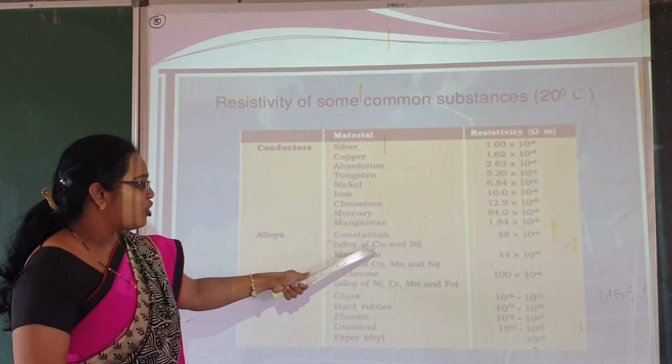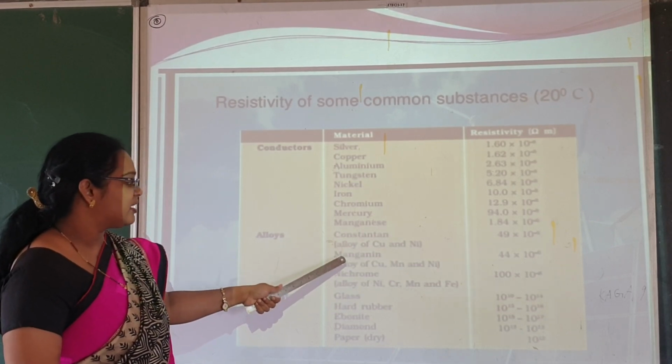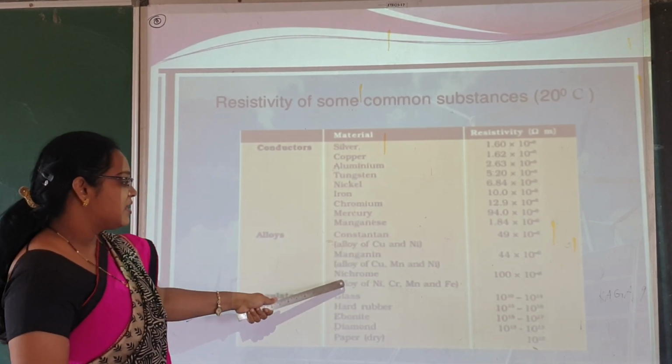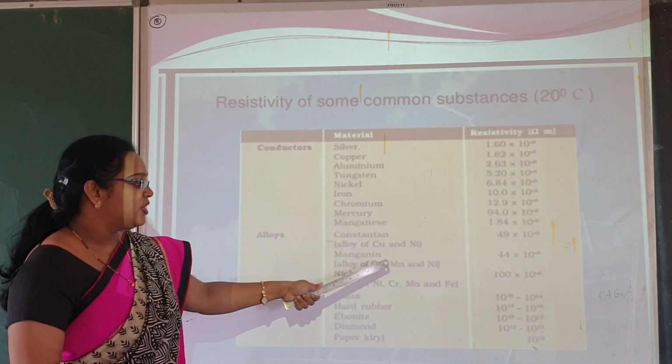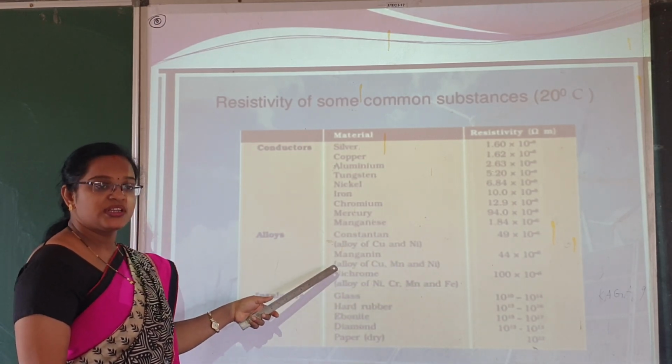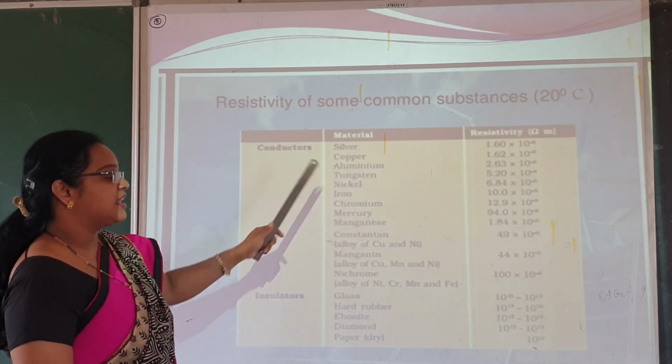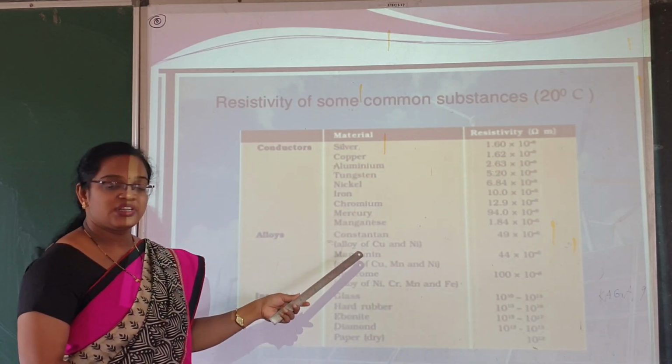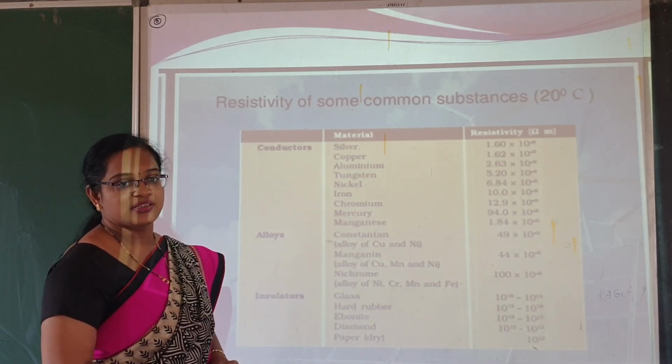See, an alloy of copper and nickel, or with magnesium, gives you nichrome, made of copper, magnesium and nickel. Nichrome has a higher resistivity than copper. That's why it is used in heating devices.